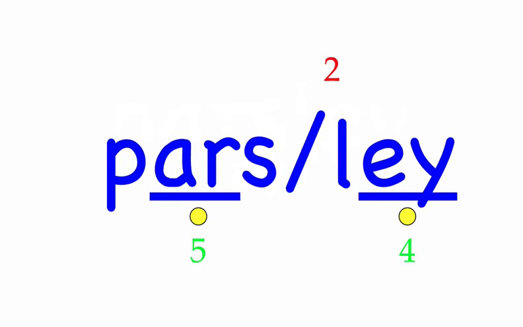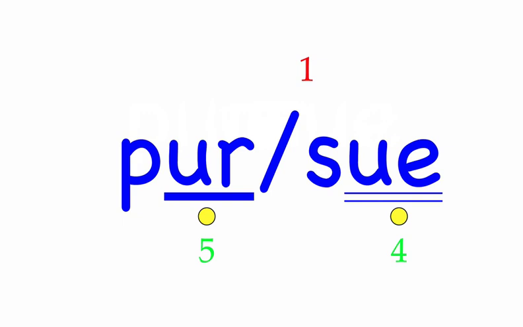Pursue. We will pursue the villain. Pursue. Per has 2 sounds. P, er. Sue, 2 sounds. S, oo. Pursue. Mark the word.